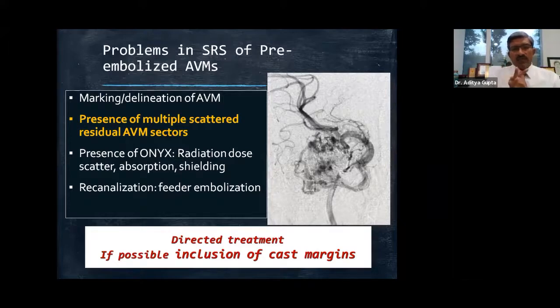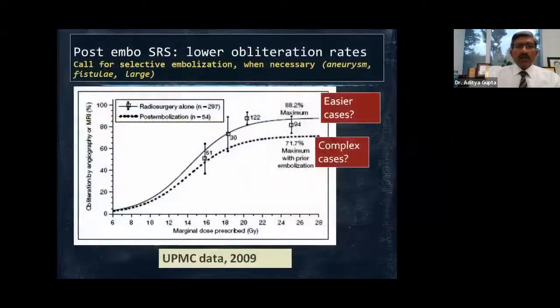And of course, if the embolization has not been good, and basically what has happened is just the feeder embolization, then really there can be high chances of recanalization of AVM in the future. Now, the post-embolization AVMs have clearly lesser obliteration rates than a de novo or a virgin AVM. And this has been shown repeatedly in data from different institutions. This is the UPMC data from 2009.